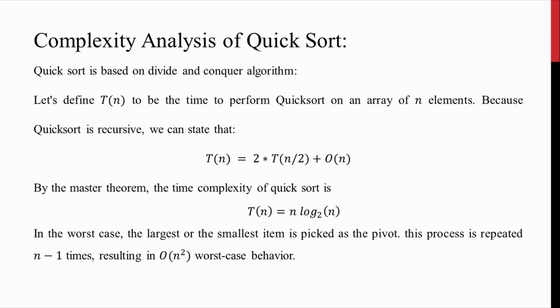Quicksort partitions an array and then calls itself recursively twice to sort the two resulting subarrays. This algorithm is quite efficient for large size data sets, as its average and worst case complexity are O(n log n) base 2 and O(n squared) respectively.